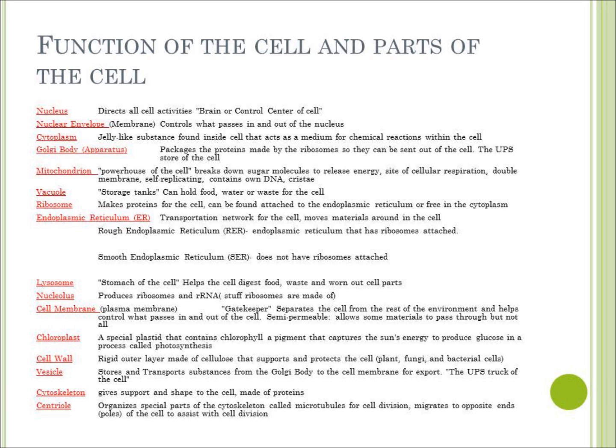The vesicle stores and transports substances from the Golgi body to the cell membrane for export. This right here is the UPS truck of this cell. Okay. And then we have the cytoskeleton. It gives support and shape to the cell, made up of proteins. And the centriole organizes special parts of the cytoskeleton called microtubules for cell division, and migrates to opposite ends of the poles of the cell to assist with cell division.